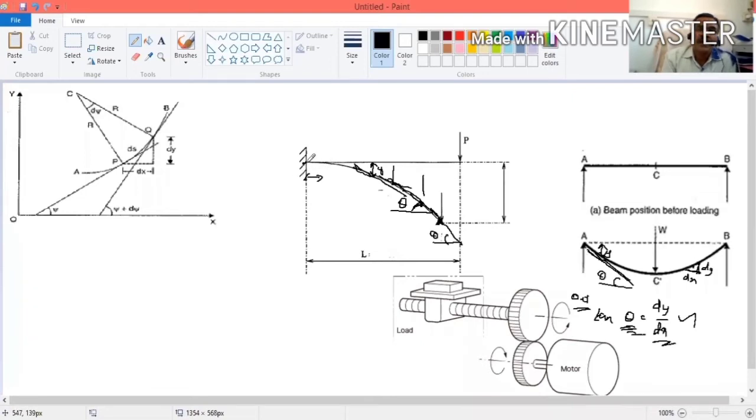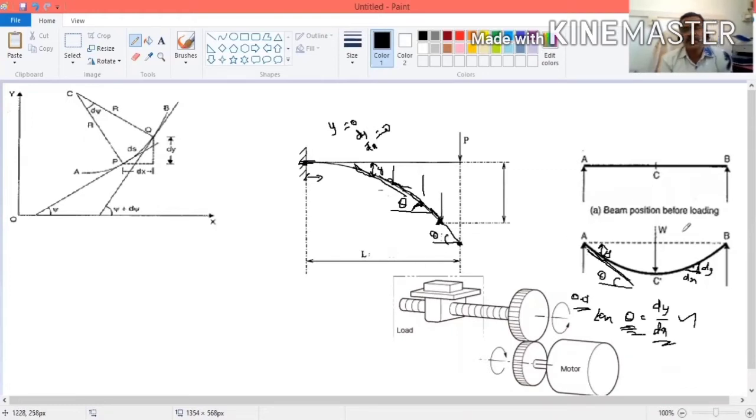So at the fixed support, y is equal to 0. Deflection is equal to 0. Similarly, dy by dx is also 0. Almost it is horizontal at the fixed point. So in case of a cantilever beam, slope and deflection are 0 at the fixed point and they will be maximum at the free end. Slope and deflection will be maximum at the free end.